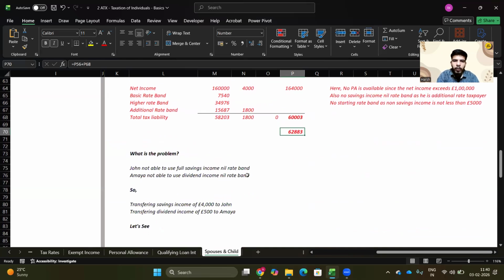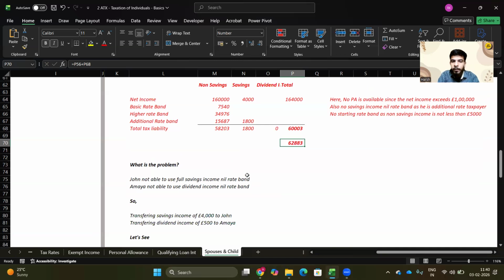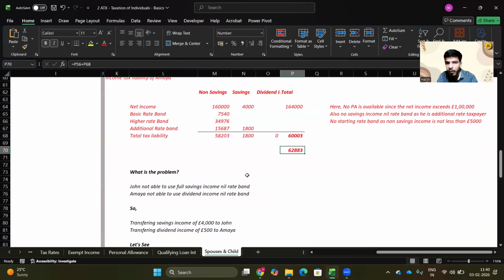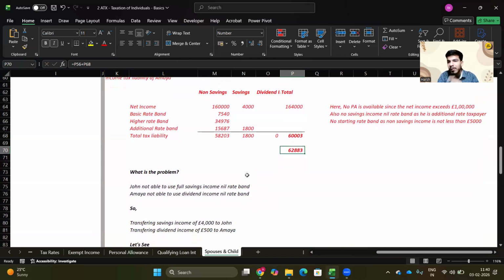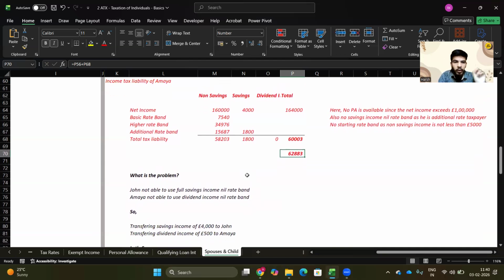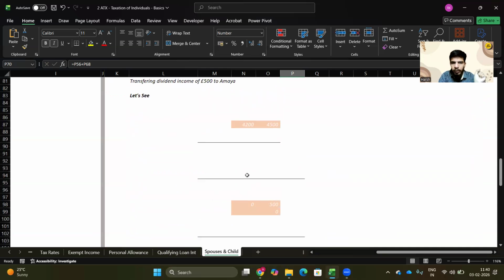Now, what is the problem here? John is not able to use the full savings income nil rate band, and Amaya is not able to use the dividend income nil rate band. So what we can do is transfer the savings income of £4,000 that Amaya has to John, so that he could use his savings income nil rate band of £1,000. And for Amaya, we could transfer the dividend income of £500 from John, so that the £500 nil rate band is fully utilized.